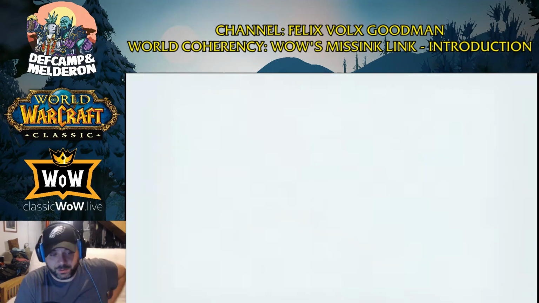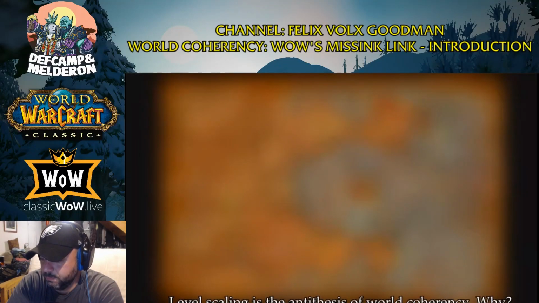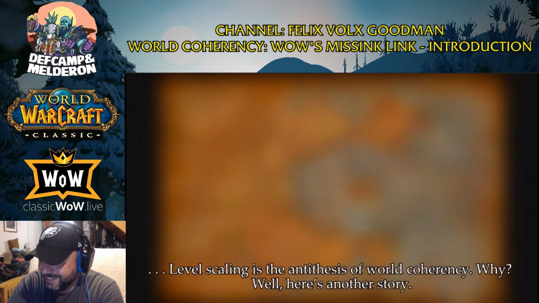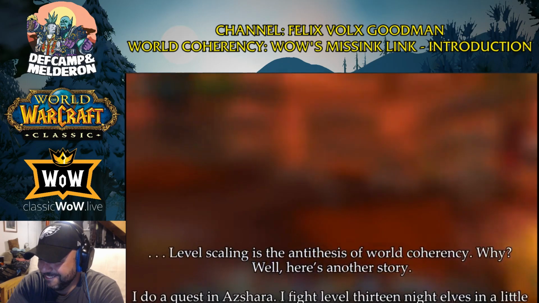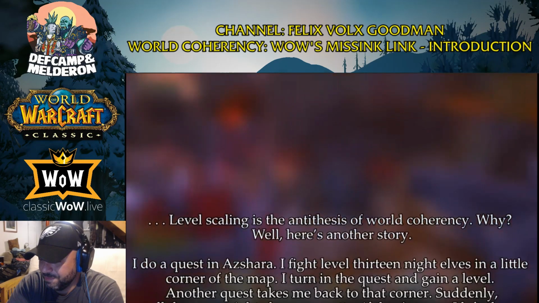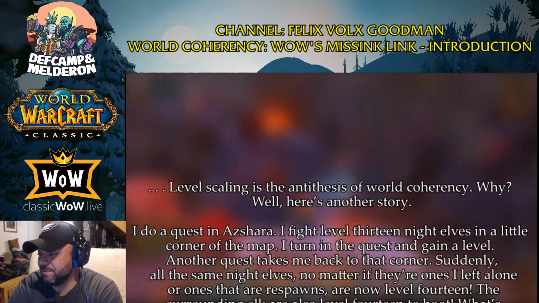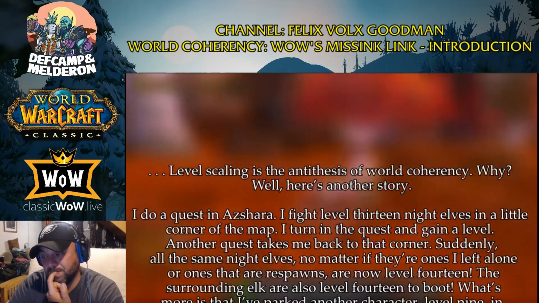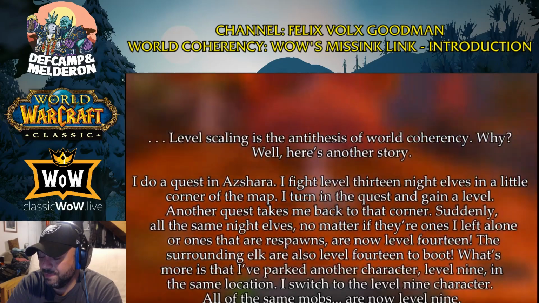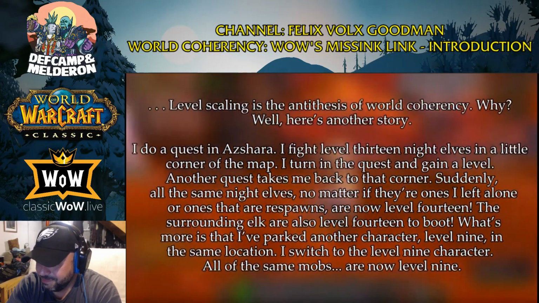I have a huge problem with this one. Level scaling is the antithesis of world coherency. Why? Well, here's another story. I do a quest in Ashara. I fight level 13 night elves in a little corner of the map. I turn in the quest and gain a level. Another quest takes me back to that corner. Suddenly, all of the same night elves, no matter if they're the ones I left alone or the ones that are respawns, are now level 14. The surrounding elk are also level 14 to boot.